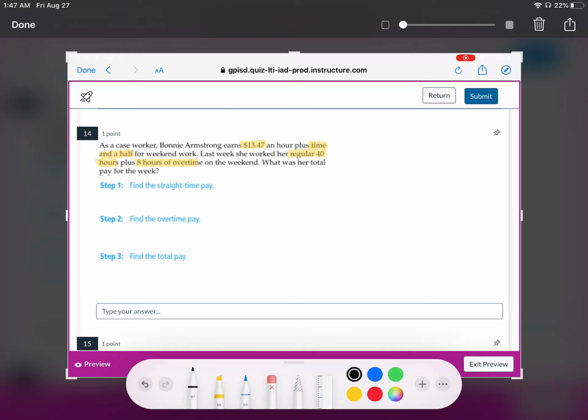So it's kind of like the same thing we've been doing on all of our examples. First thing is find the straight time. It's her regular pay, which is $13.47, times how many regular hours did she work? It tells us her regular hours is 40. So we're going to multiply those two. That's going to give you a number.